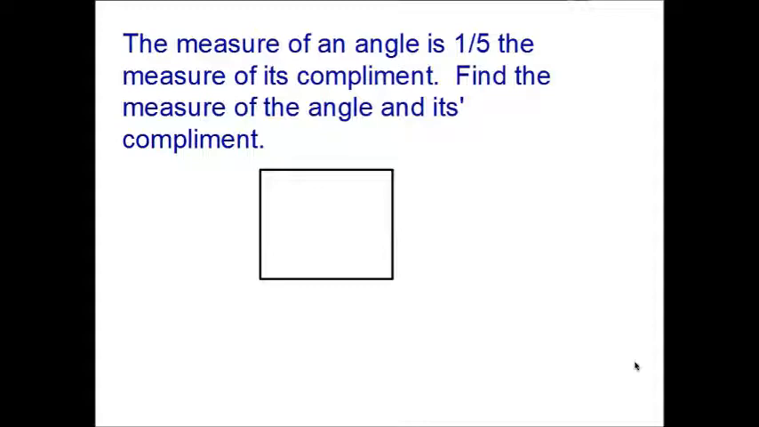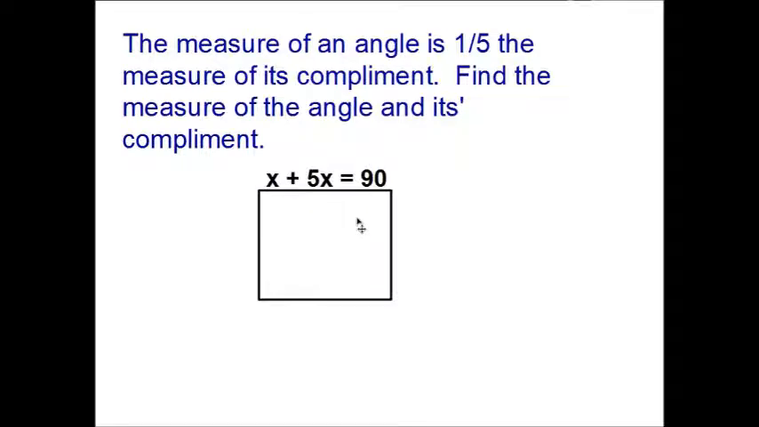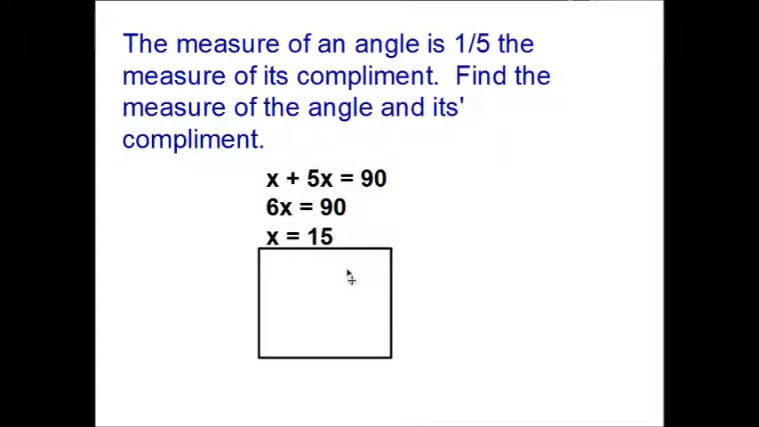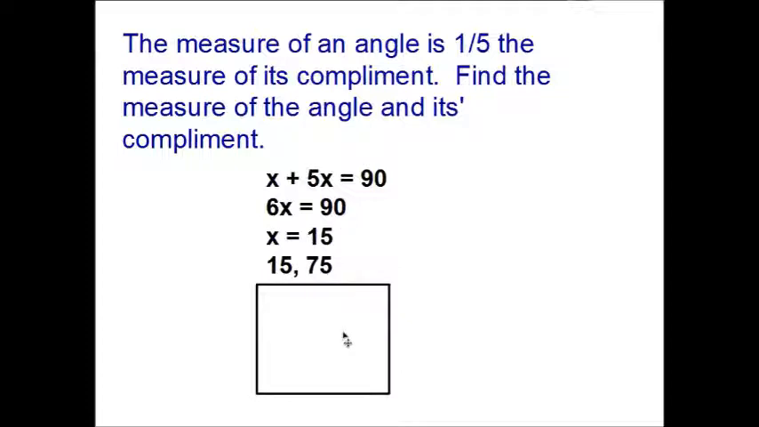But let's think of it in reverse. Instead of our bigger angle being x, what if our bigger angle was 5x? Our smaller angle, 1/5 then, would be a plain old x. And that's the route I'm going to take. I have x, which is actually my 1/5 angle, and 5x, the bigger angle, equals 90. Simplify that. 6x equals 90. Therefore, x is 15. Now, did we answer our question? Find the measure of the angle and its complement. Nope. Our angle is going to be 15. Our complement is going to be 75.